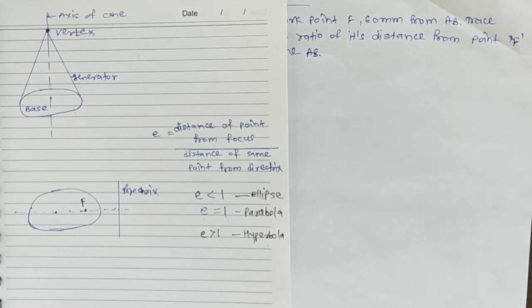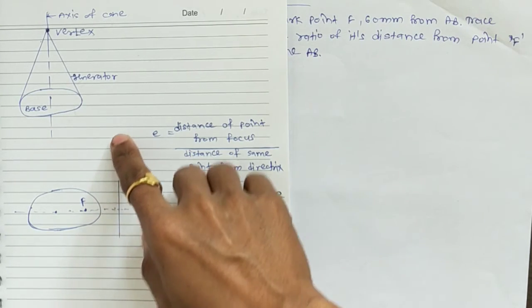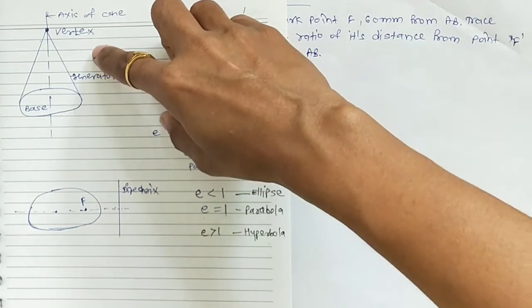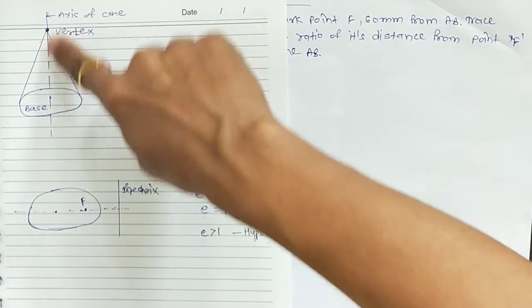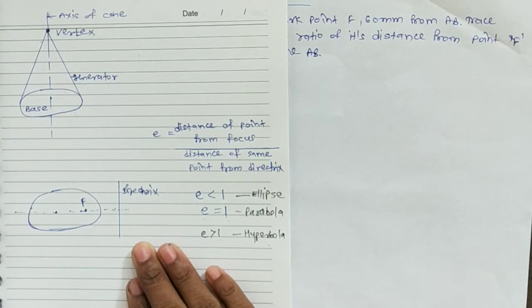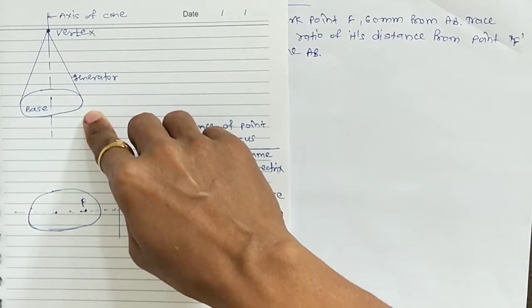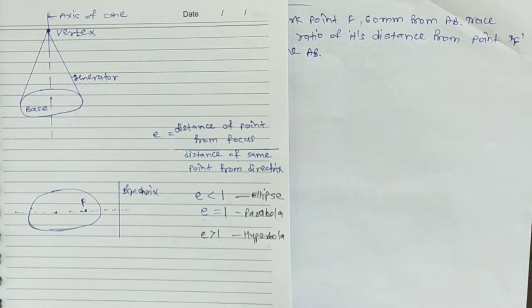Now parabola is defined as when a section plane is inclined to the axis, that is this inclination, inclined to the axis and parallel to one of the end generators, then section obtained is called as a parabola.